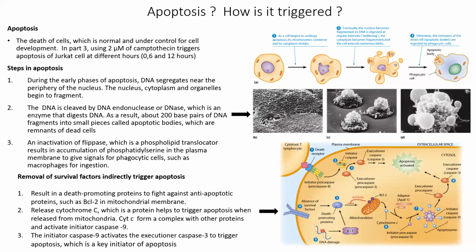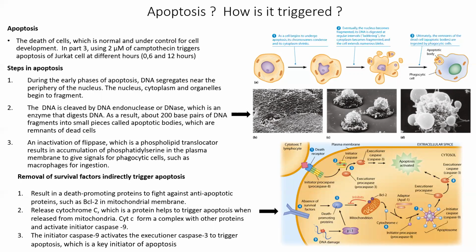So when we remove the survival factor, the death promoting proteins fight against anti-apoptotic proteins such as BCL2 in the mitochondrial membrane. BCL2 is an apoptosis-inhibiting protein factor. So the result is that the death promoting proteins will release cytochrome C.